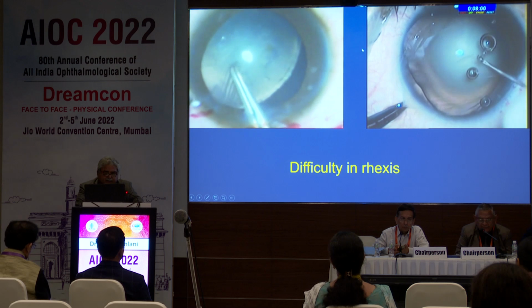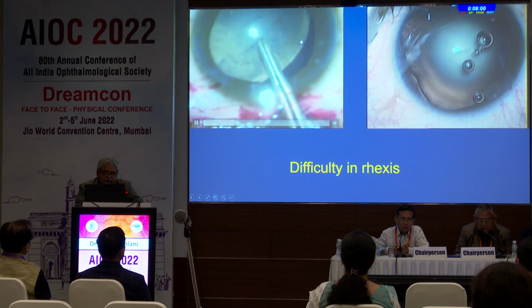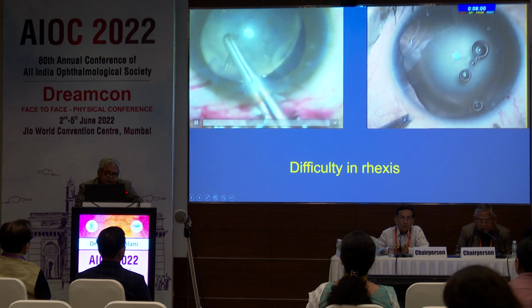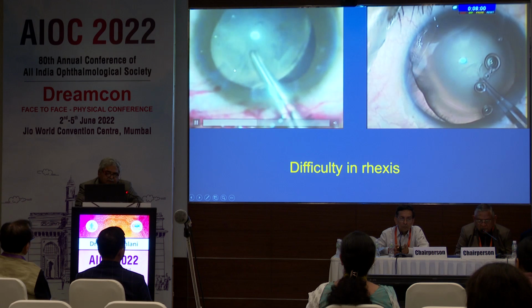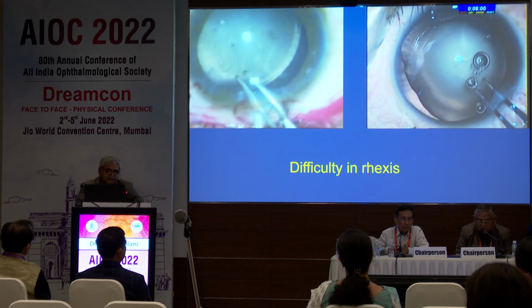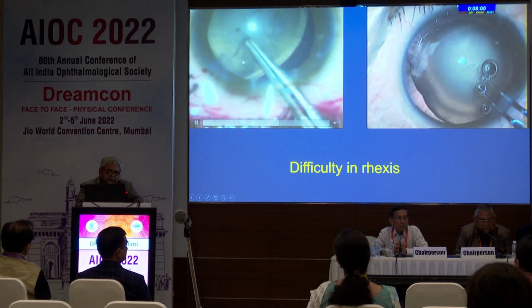Here we can see in this surgery there's a deficit of zonule here. The viscodispersive agent has been injected, but unfortunately the axis has gone in an area of loose zonule. So one has to be very careful while dealing with such cases, and try to see that your subluxation is not going to increase.